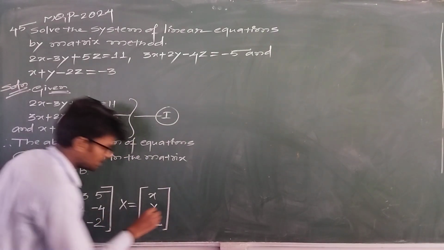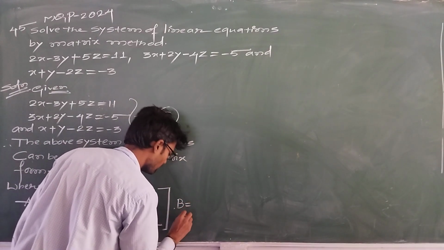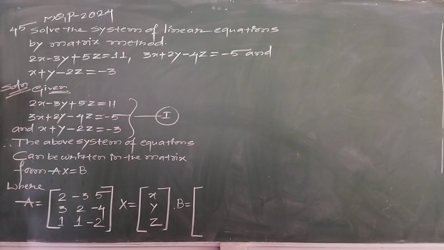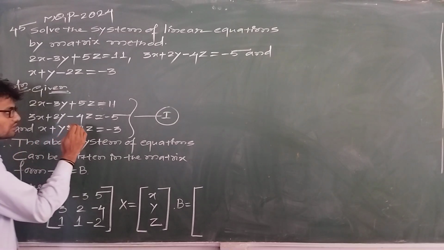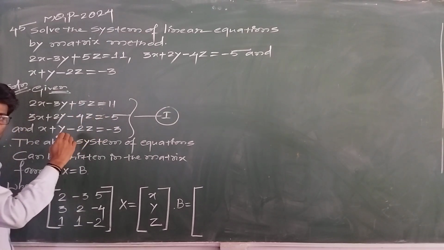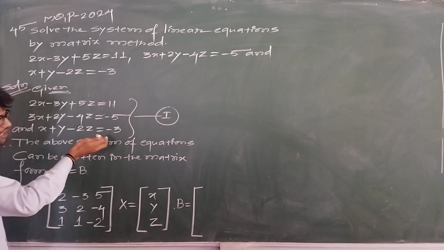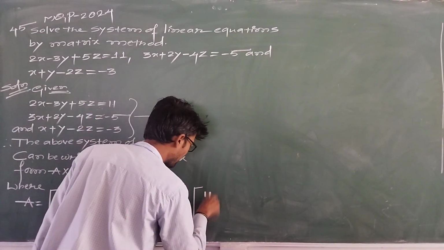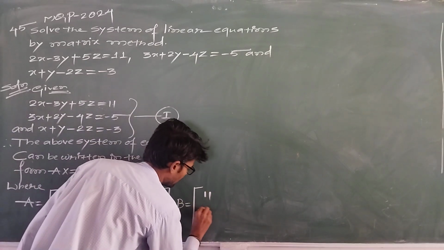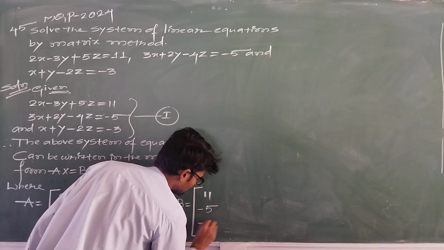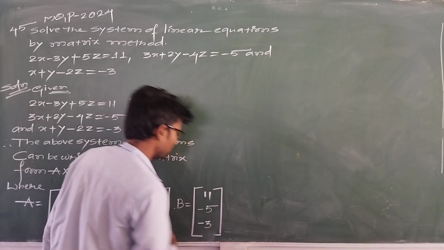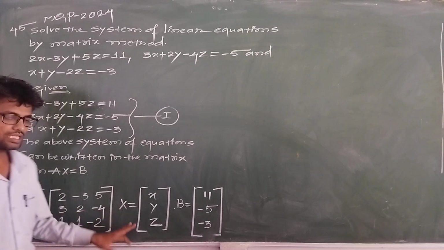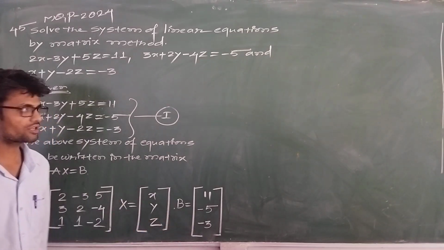After that, we have B. So B is a constant matrix, which is obtained by taking the constants which are on the right side of the equation. So we have 1, minus 5 and minus 3 as the constants on the right side. So B is equal to 1, minus 5, minus 3. So this is A, this one is the unknown x, and this is the constant matrix.